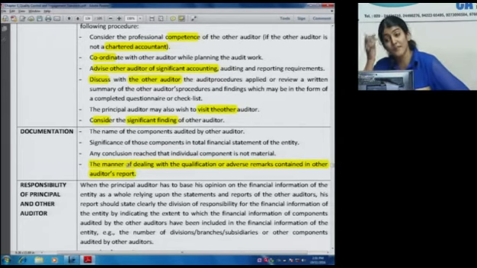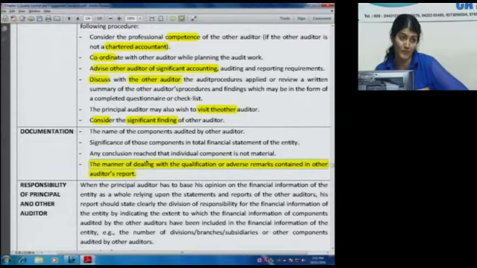And say after the audit was over, it was found out that it was a material misstatement. So again, who will be responsible? The principal auditor, because the branch auditor, poor fellow, he too had reported. This company auditor, applying his own intelligence, said it does not require modification at company level. You understand? So the manner of dealing with the qualifications or the adverse remarks contained in the other auditor's report.